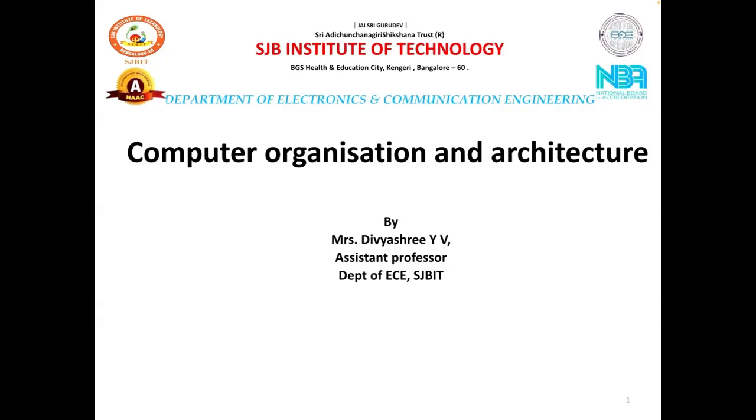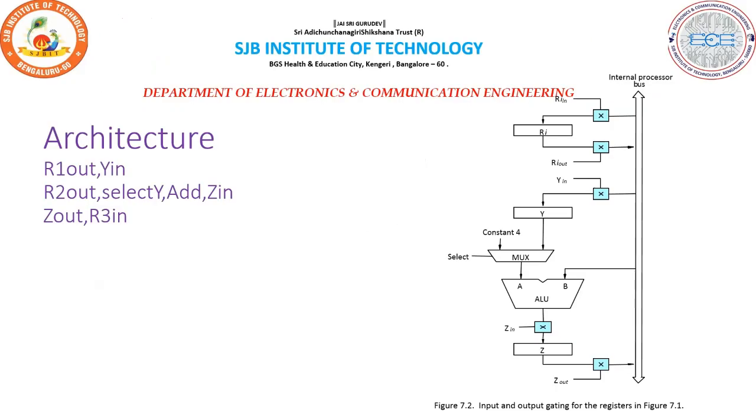In this lecture, we'll be discussing computer organization and architecture. This is the execution phase of the instruction. The example given is that the R1 content should be added to R2 and stored in the R3 register. How will the execution flow go for this set of instructions? Let me discuss this.